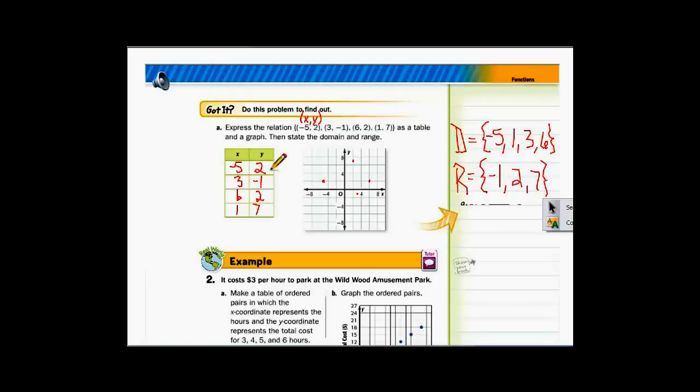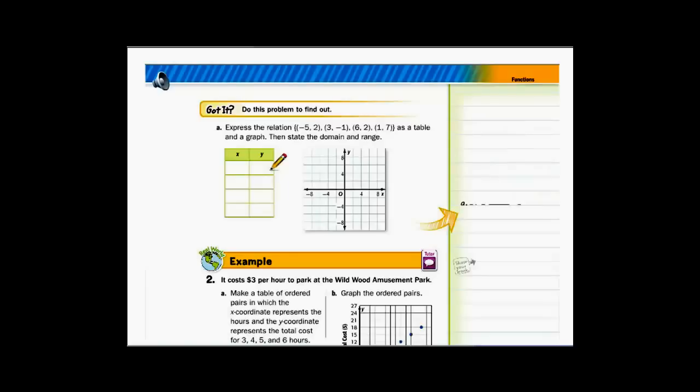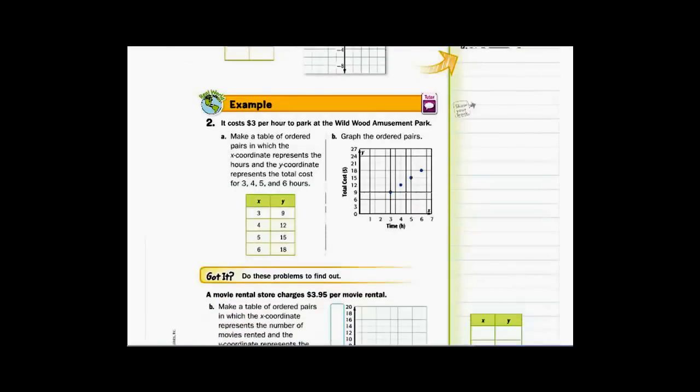All right, let's move down here to the word problem. I know how you love word problems. I know it. You don't even have to say it, my pets. You don't even have to say it.